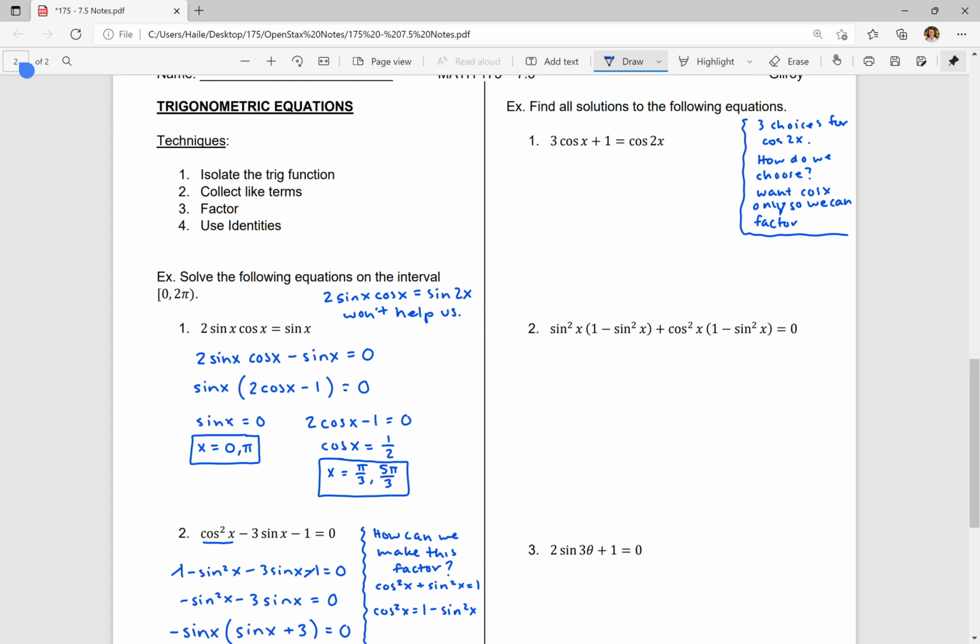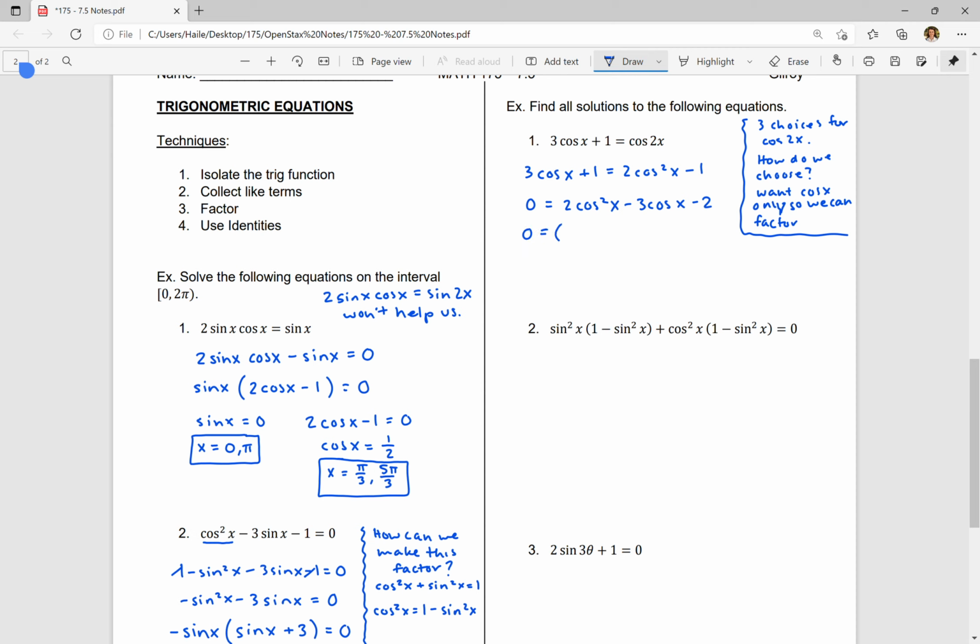Okay, so let's make that substitution. So this turns into 3 cosine of x plus 1 is equal to 2 cosine squared of x minus 1. So that's our substitution for cosine of 2x. Now I can move everything to one side. So I can move over the 3 cosine x and the positive 1 to get 0 on the left, and I'll have 2 cosine squared x minus 3 cosine x minus 2 on the right. And now I have something that factors quite nicely.